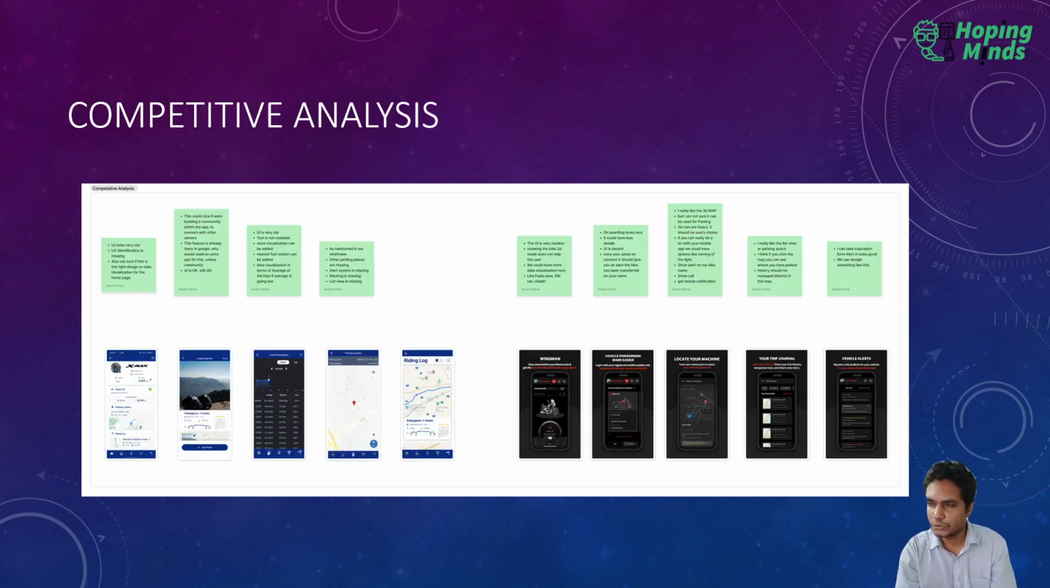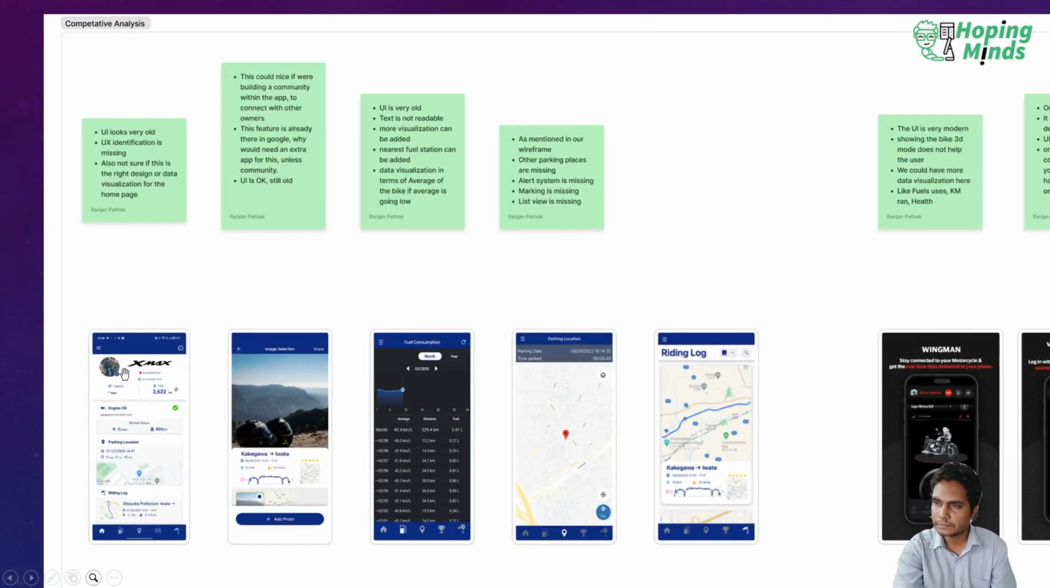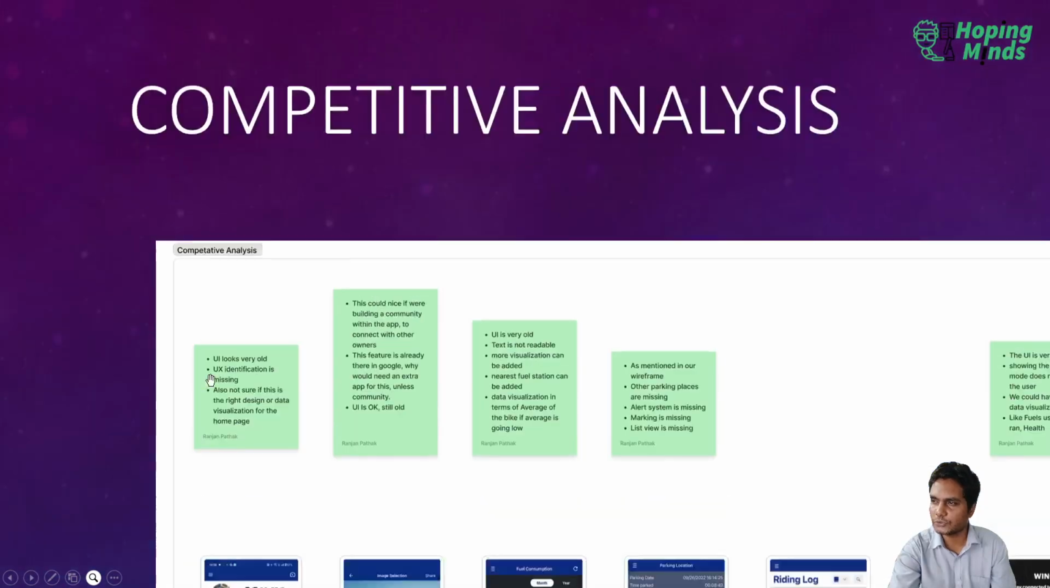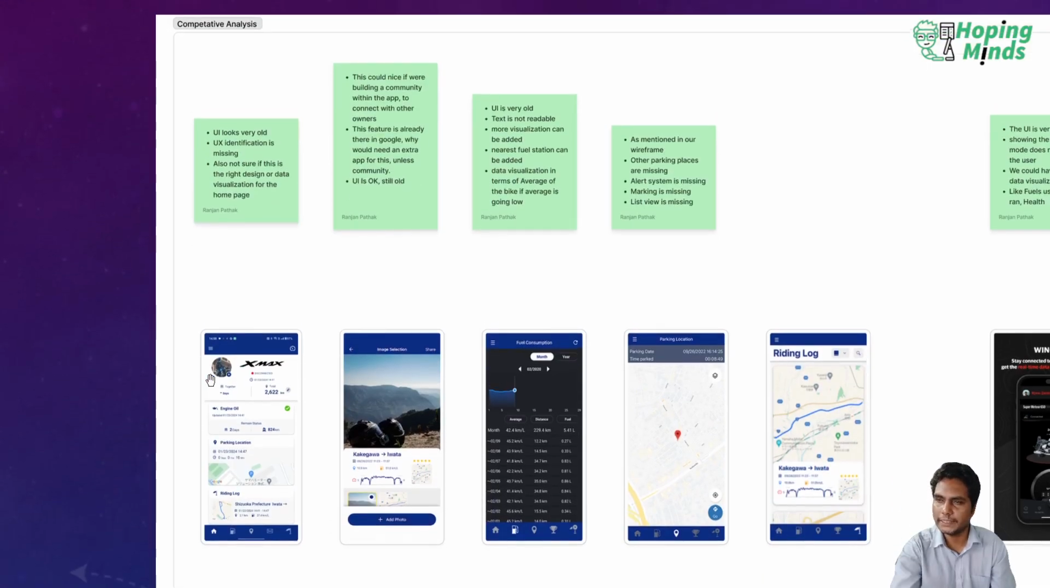Okay, so let's do a competitive analysis. I have already done it. Here you can see, this is an actual Yamaha application. The UI looks very old. UX identification is missing. Also, not sure if this is the right decision or data visualization for the home page. It is very classic, and it is not showing me all the correct information or data visualization I need for this application or this bike.